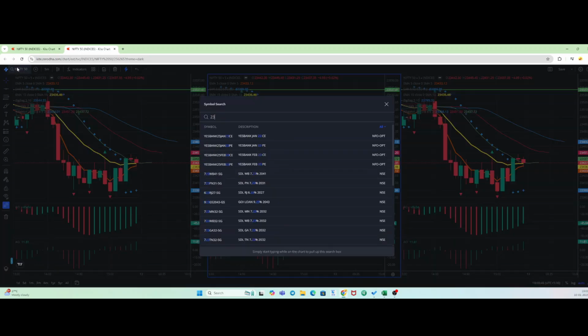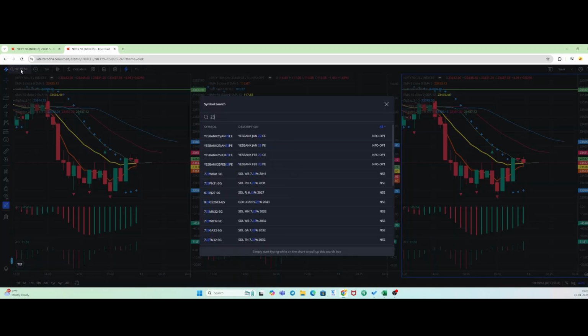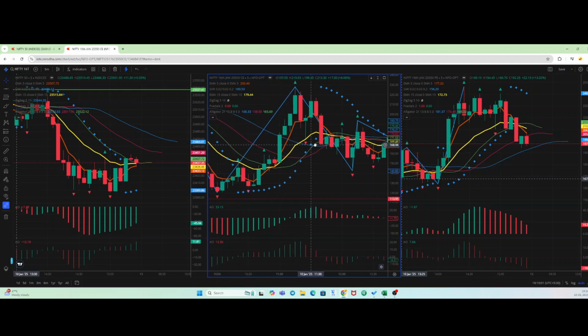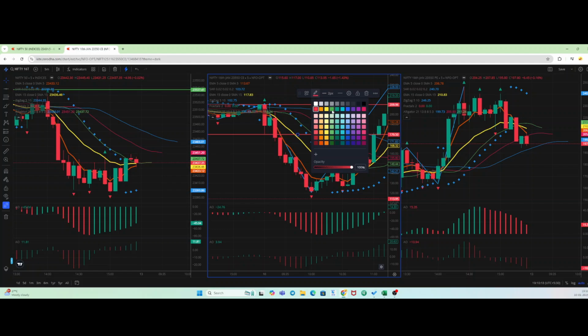23,550 CE and 23,550 PE. Now you can see here the 23,550 CE. This is the first candle. The first candle top is here, and this is the first candle bottom. First candle bottom is around 179. So I put it in red at the bottom.